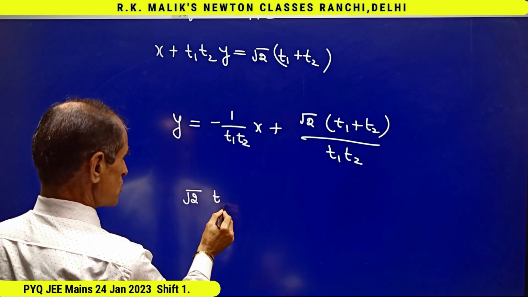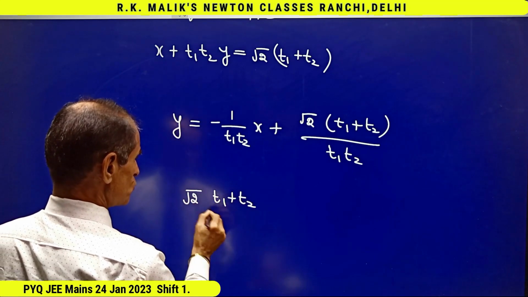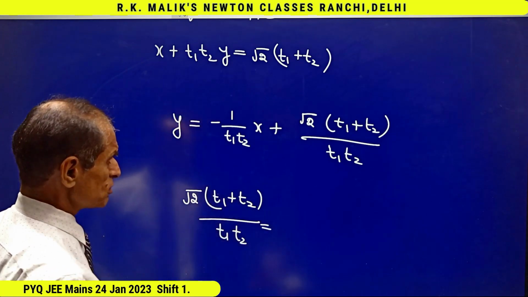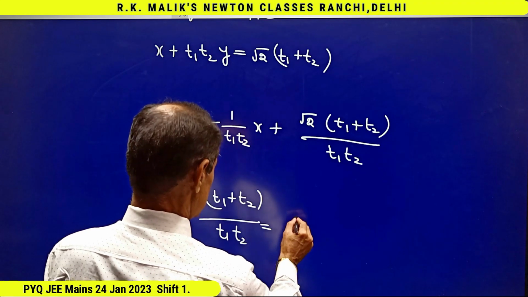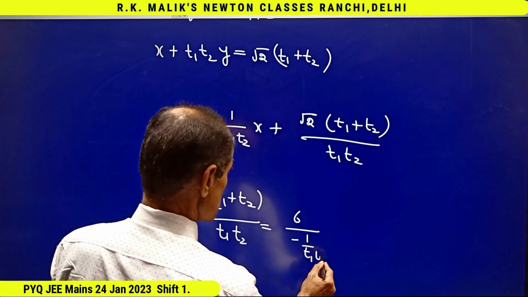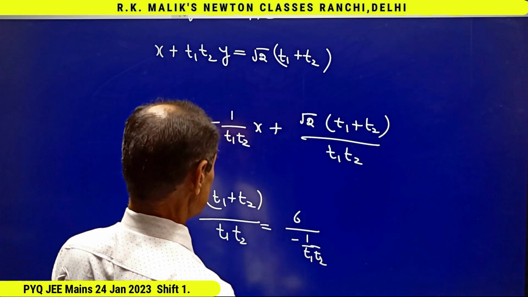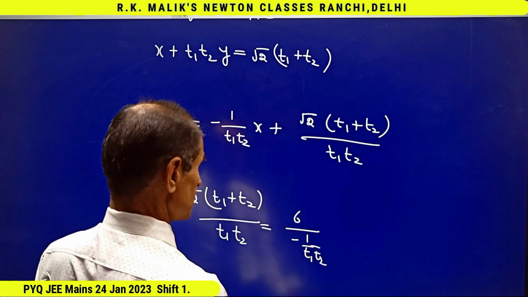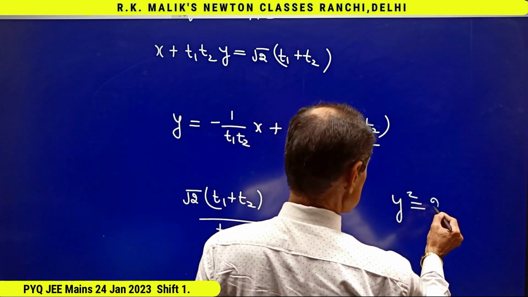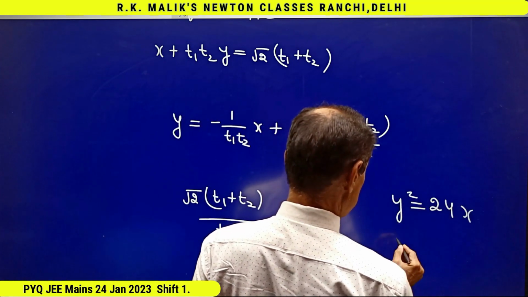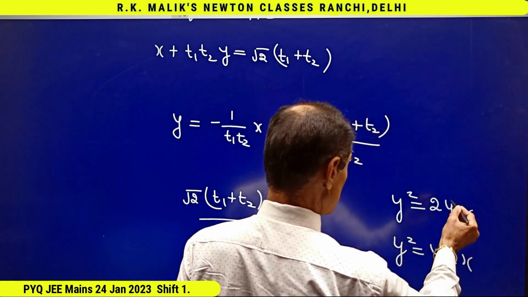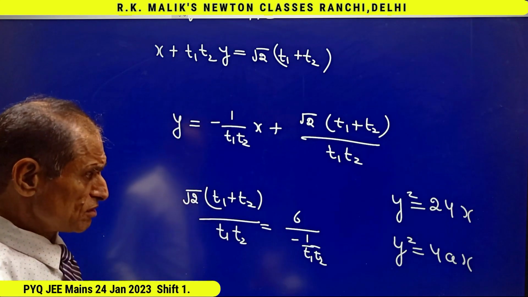root 2 into t1 plus t2 upon t1 t2 is equal to 6 by minus 1 by t1 t2. Note that this 6 has come because the equation of the parabola is y square equal to 24x, and comparing it with y square equal to 4ax, the value of a becomes 6.